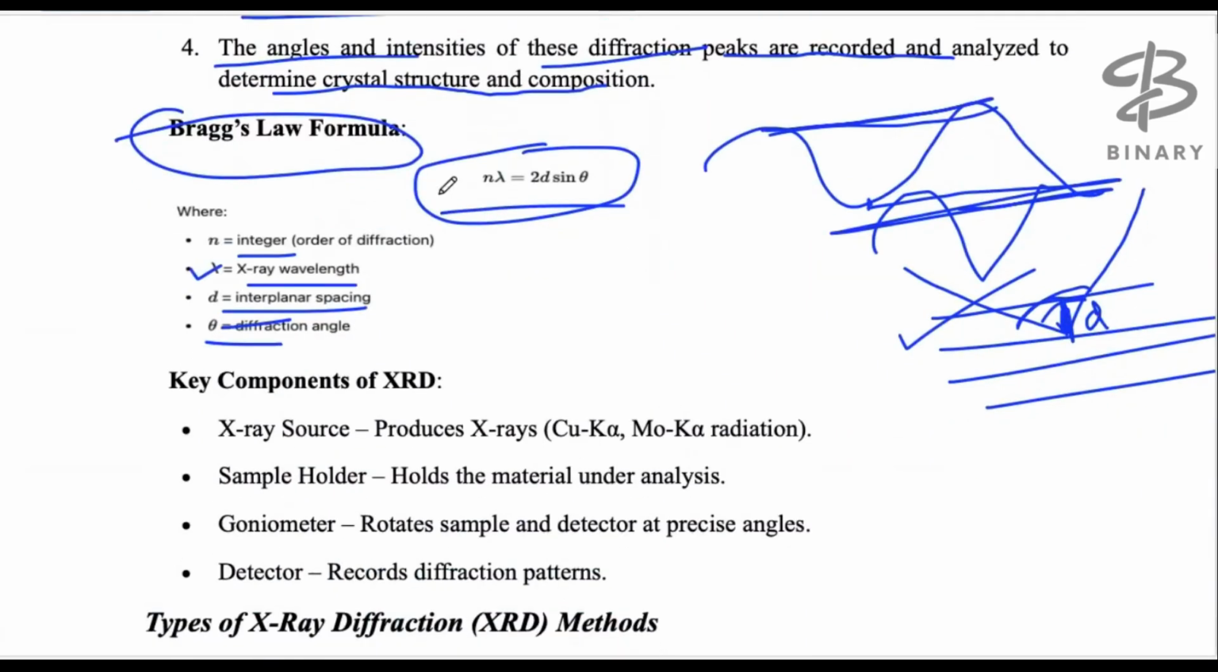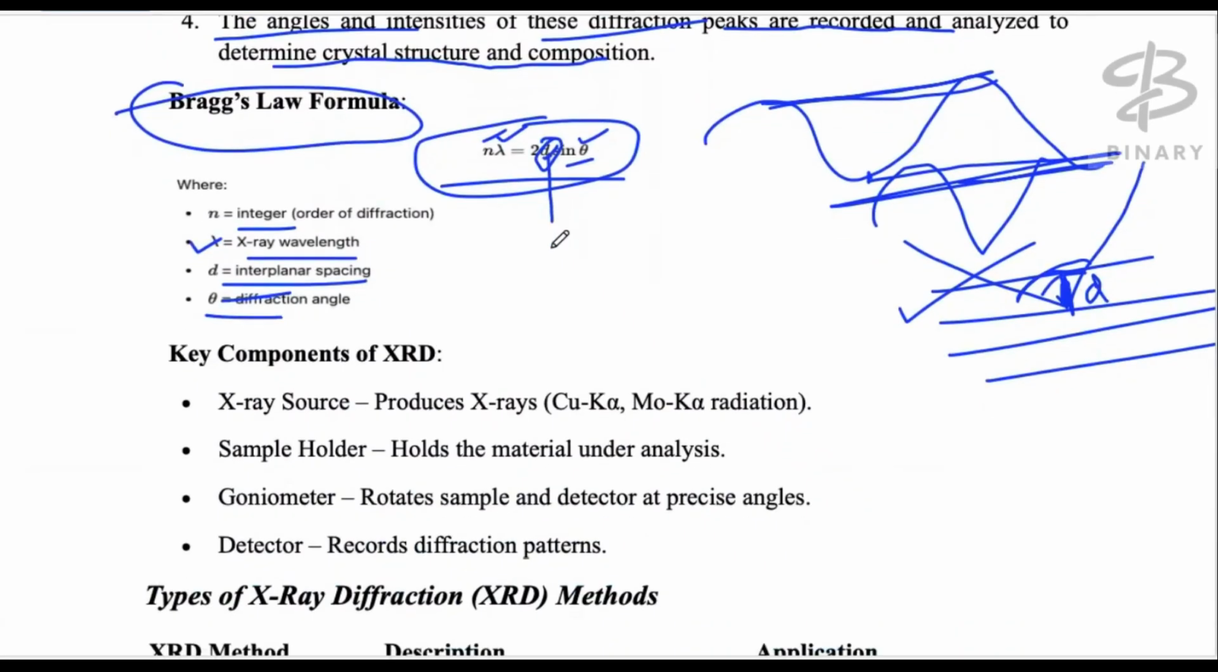With the help of this, we can easily find out the value of the unknown. Most of the time, we require the d value, because lambda is known, n is known, and sin theta is known. Or sometimes d is known, but we need to know theta. But mostly we need to know d. Once we have determined d, or are able to calculate the d value, then we are in a position to explain what kind of structure is there inside the material.